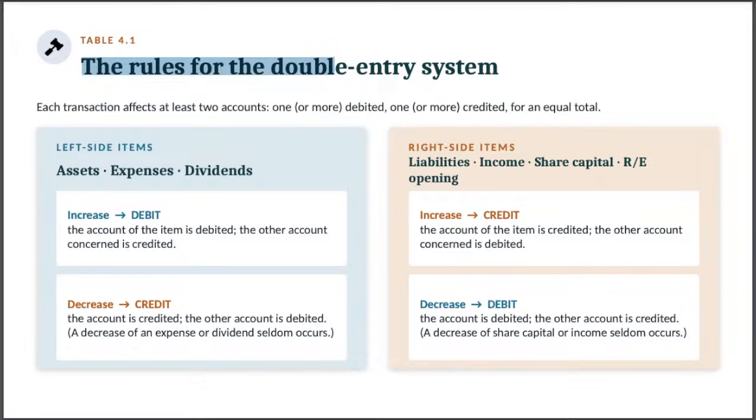And let's look at the rules for the double entry system. Each transaction affects at least two accounts, one or more debited, one or more credited for an equal total. So this is the essence of it right here. Double entry, two accounts. Left side items, we saw again, assets, expenses, dividends, increase on the debit side. The account of the item is debited. The other account concerned is credited. So on the right side items, we have liabilities, income, share capital.